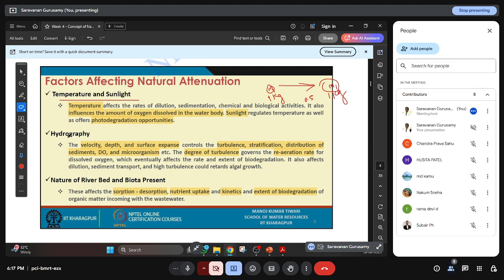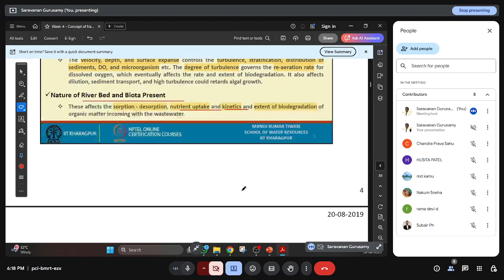Yes, sure. So temperature and sunlight will affect the oxygen in your water body. If temperature is more, less oxygen will be present. When sunlight is high, more photodegradation will happen. What is hydrography? The properties of the water like velocity, depth, turbulence, stratification, distribution of the sediments, DO, microorganisms. All these parameters of the river water have an impact on the self-purification process of the river. Then the nature of the river bed. If it has more sand, then we will get more filtration, more sorption, desorption, nutrient uptake, and kinetics will also be based on this type of river bed. Okay, and the biota present.